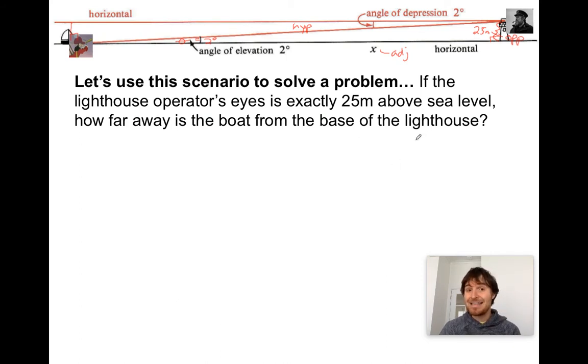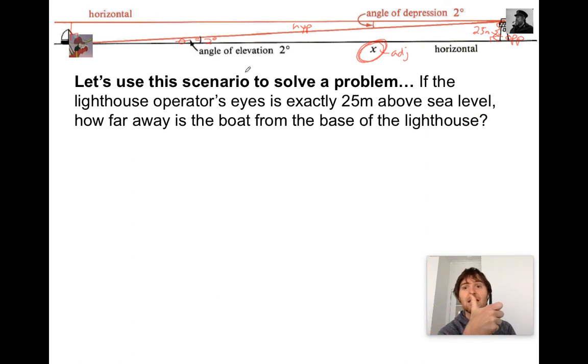Okay, back at the task at hand, we want to solve for x right here. We know the opposite side. We want to know the adjacent side. We have a reference angle. So now we've got to go through our SOHCAHTOA. Are we going to use the sine ratio here?